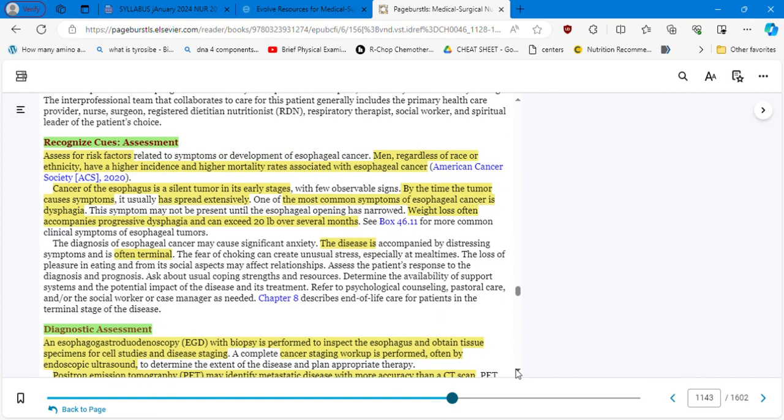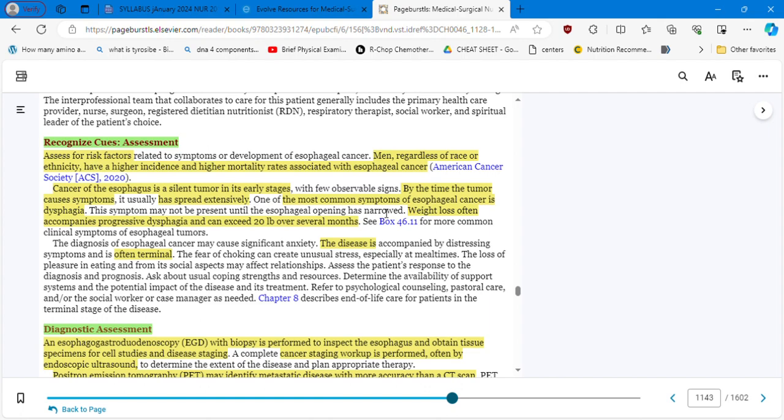Assessment for risk factors, especially if it's a man, regardless of race or ethnicity, have a higher incidence and higher mortality rates associated with esophageal cancer. Cancer of the esophagus is a silent tumor in its early stages. Listen to this. By the time the tumor causes symptoms, it has spread extensively. So when the cancer becomes symptomatic, it's already spread.